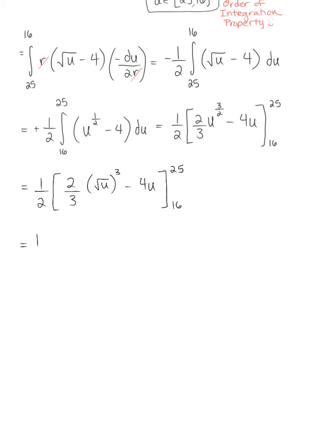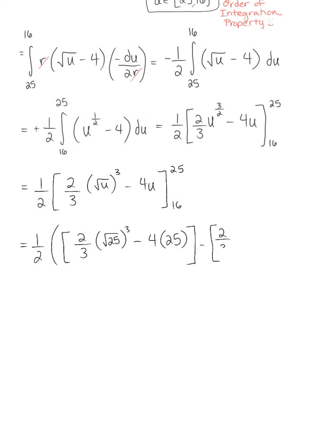So here we go. We have 1/2 multiplied by, so substituting 25 in, we have 2/3 times the square root of 25 cubed minus 4 times 25 minus, now we're plugging 16 in, we have 2/3 multiplied by the square root of 16 cubed minus 4 times 16. And so we can see here that we have the square root of 25, which is going to leave us with simply 5 cubed.